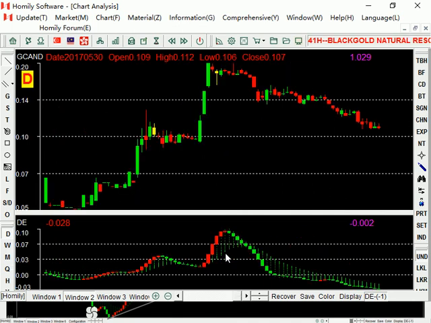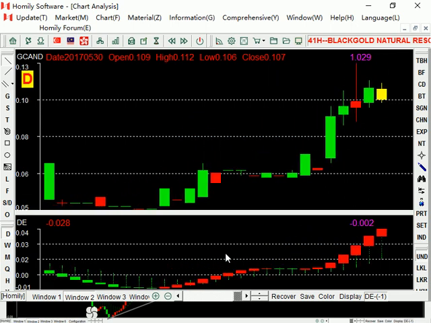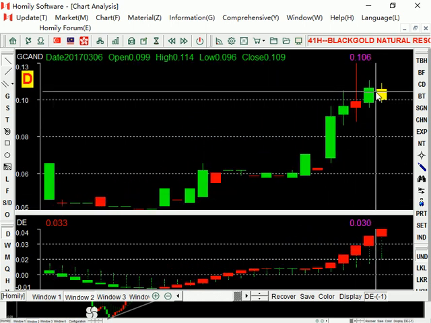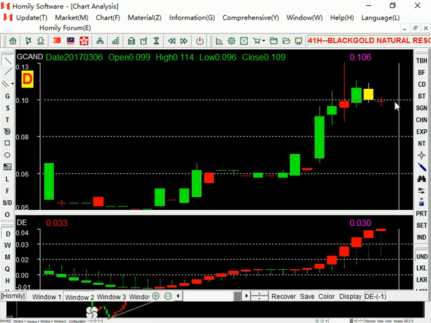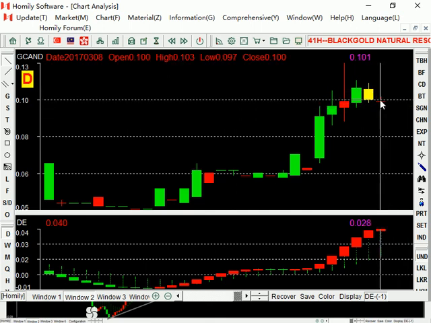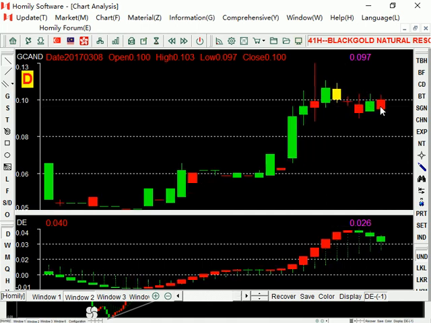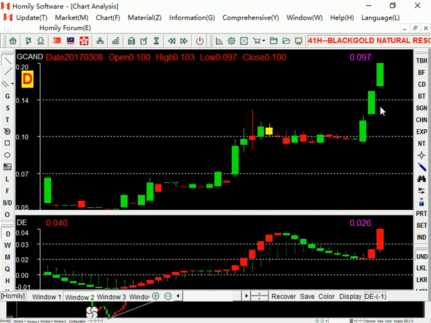Then we see this one. This is the yellow candlestick, right? Next day, sell or not? Here we sell or not? No need to sell, just keep it because of the bank money inflow, okay? Then you wait and see.